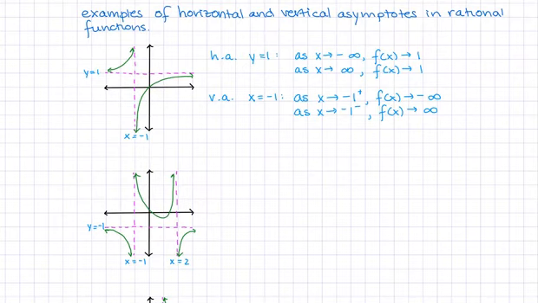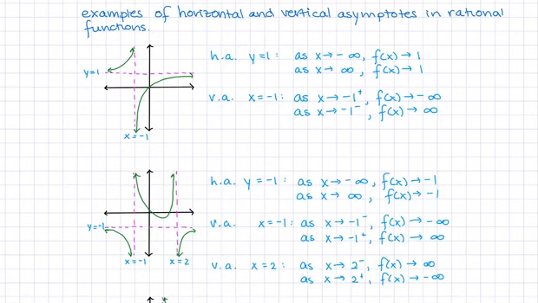Let's take a look at the second one and see if you can write the horizontal and vertical asymptotes like we did on the top one. So we know we have a horizontal asymptote at y equals -1 in this case. So can you write it using that x approaching, f of x approaching notation? And we have a vertical asymptote at x equals -1 and a vertical asymptote at x equals 2. So try that right now, see if you can write it in that notation, and then we'll take a look at it together. Let's take a look. So this is what you should have gotten.